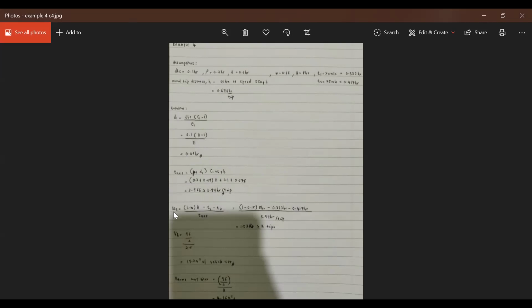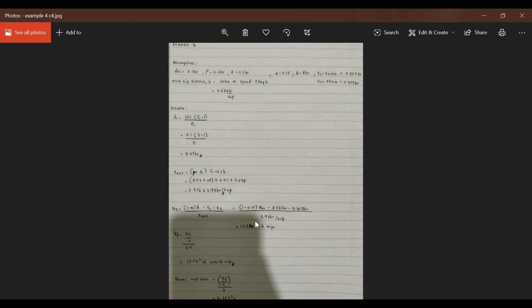And then Nt, the number of trips, you can get: (1.1 minus VW) multiplied by (BH minus T1 minus T2) divided by Tnet. So you just put all the values there. You can get 1.52, or nearest to 2 trips. So now we already answered the first question, the number of trips needed, which is 2 trips.